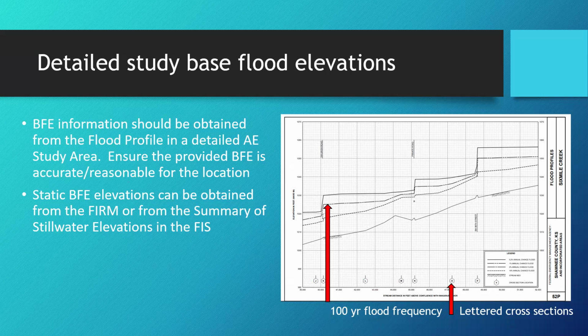And so then you have your lettered cross sections and you would just determine that. So you don't have to be a surveyor or an engineer to be able to do this. It's basically a graphical representation of those flood frequencies so that we can use them. And the engineering work has already been done. We're just interpreting that information to determine what the base flood elevation is for our location.